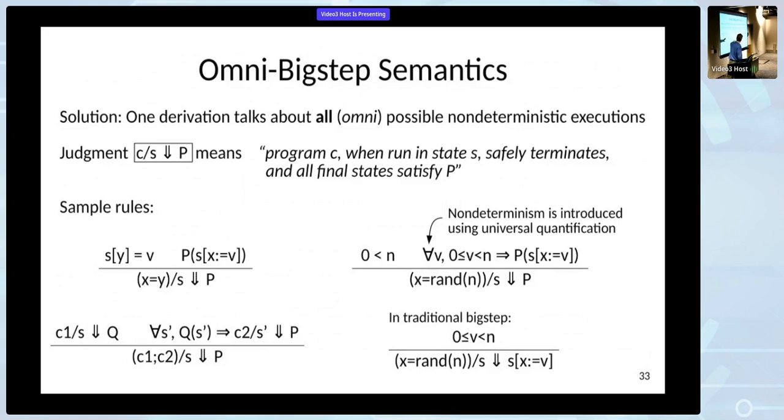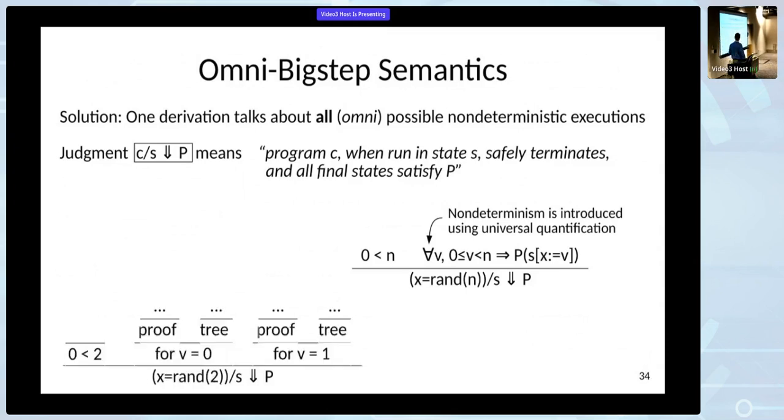And now here's the interesting one. Say I have a pseudo-random generator, which is supposed to return a number between 0 and n. Here, I introduce the non-determinism by using a universal quantification, and I can quantify over this range of values, and I assert that the postcondition holds for all possible values of v. Whereas in traditional big-step, again, I only say something about one particular value.